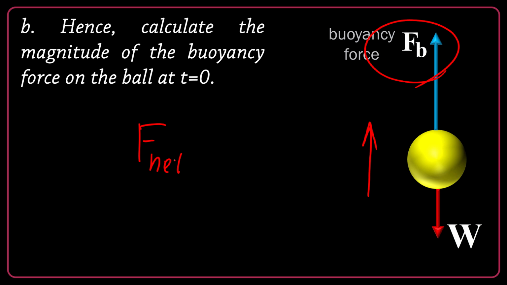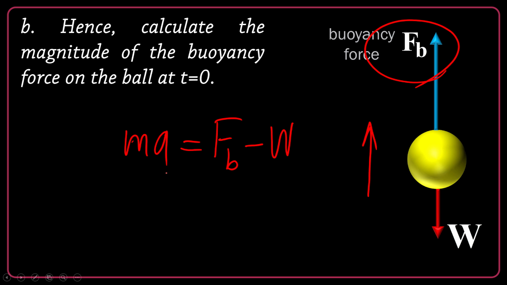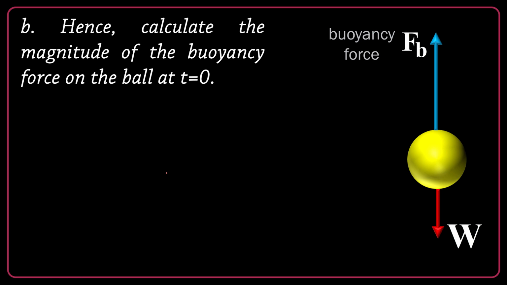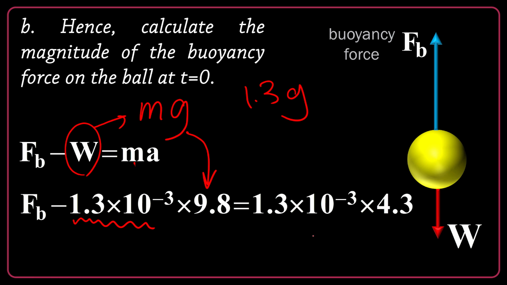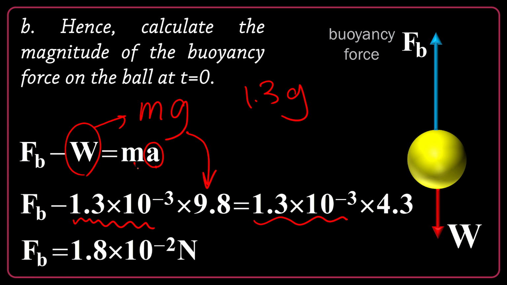So F net, according to Newton's second law, will be FB minus W, and we can put it equal to MA. Here is the approach for finding the magnitude of the buoyancy force. FB minus W is equal to MA. Let's plug in the values. Weight is density of the object, volume of the object times g, or if you have the mass, mg. It's easier. g is here, mass is given to be 1.3 grams, so it's 1.3 times 10 to negative 3. Right side again, mass is the same, and acceleration is something we already found, 4.3. Just make a calculation and find the buoyancy force to be 1.8 times 10 to negative 2.